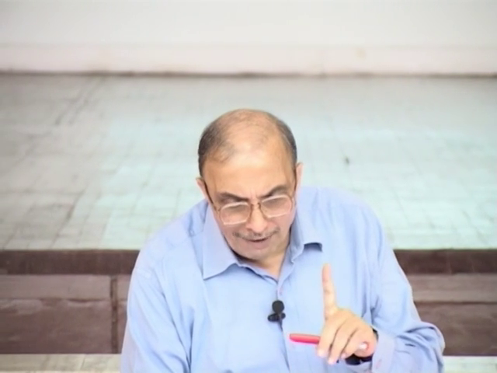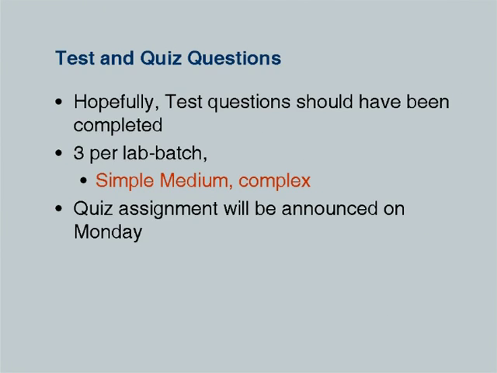We'll stop today, but I will remind you that hopefully you have set the test questions. You remember last time I asked you to do that. Every lab batch has to submit 3 questions, one simple, one medium, and one complex type. One which will take 15 minutes to solve, another which will take 30 minutes to solve, and third which will take 45 minutes to solve. I am reminding you that that submission will have to be done. Those batches which don't submit this will lose marks because there are marks associated with this submission.